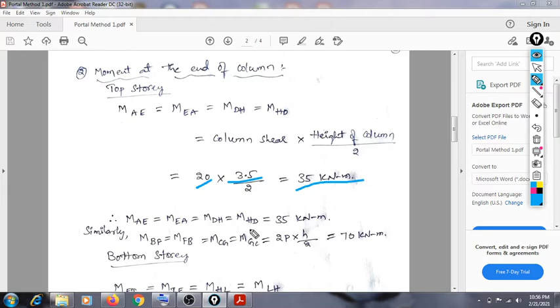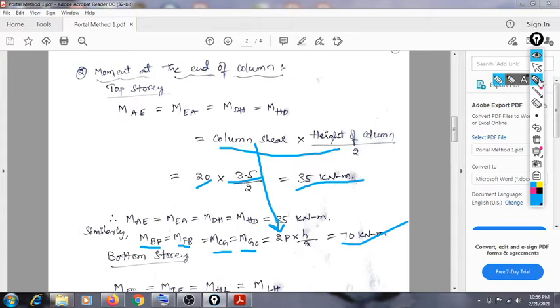In the same manner, for the middle columns, that means the intermediate columns, MBF will be equal to MFB, and MCG is equal to MGC. For that also the same formula is applied: column shear into height of column by 2. So the column shear will be 2 times the load, 2P, that we know already, and height of column by 2. So 2P is 2 into 20, into the height of the column 3.5 by 2, and we get the moment as 70 kilonewton meter.